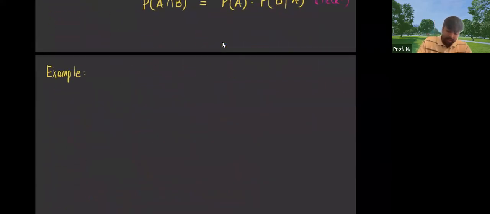Okay, so let me just give you an example of conditional probability. Again, we have this two fair dice thing. Two fair dice are rolled.